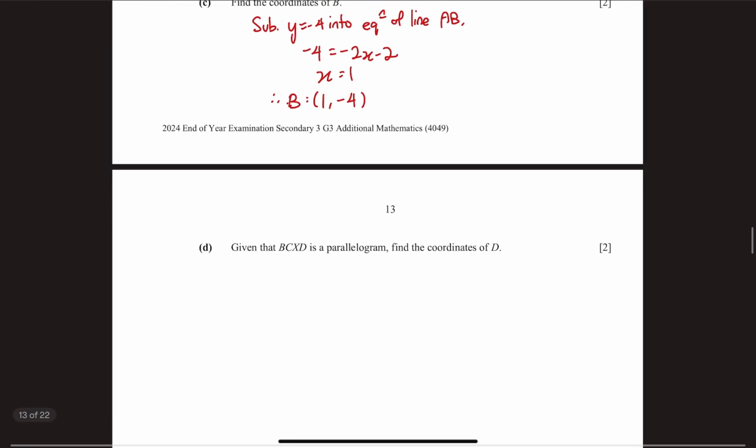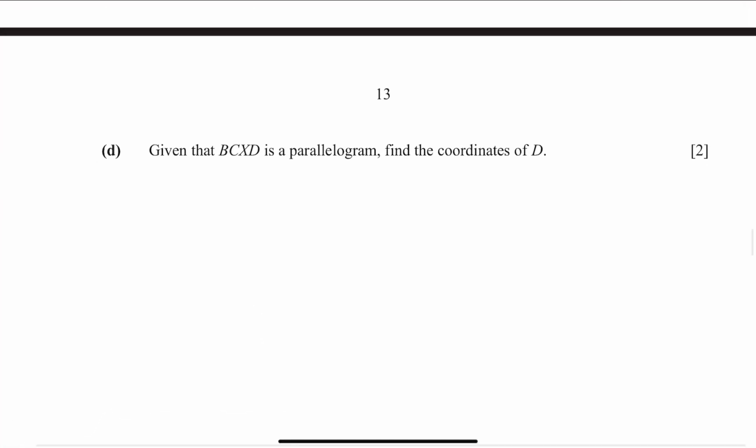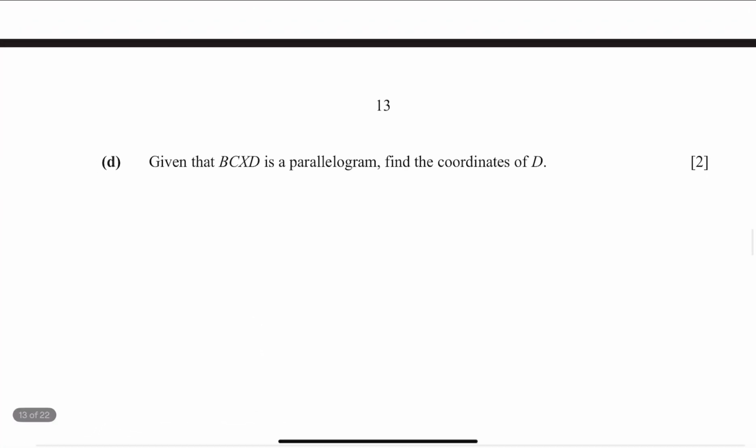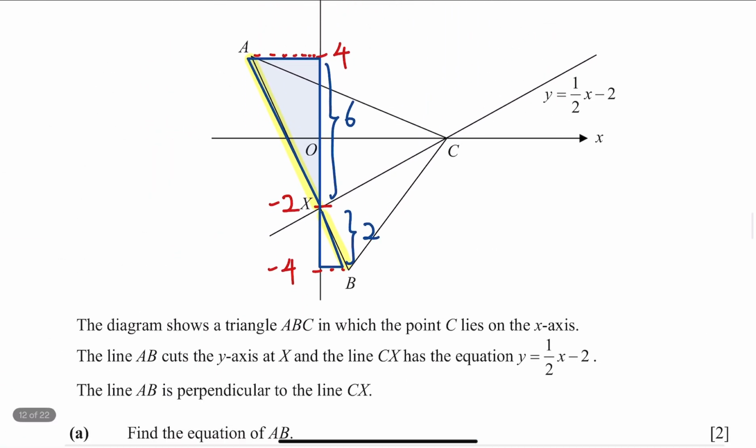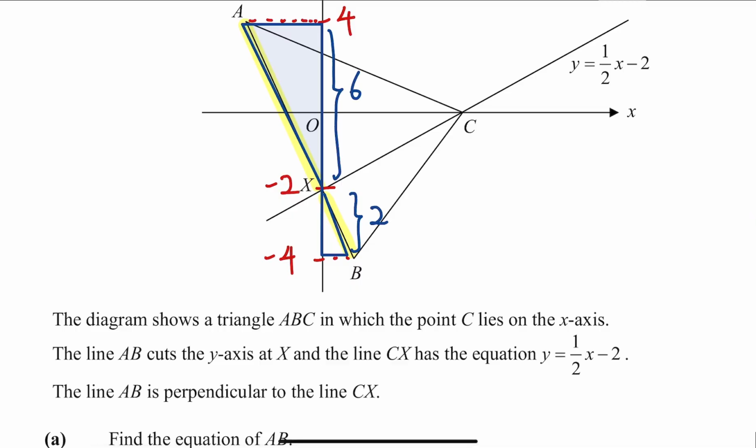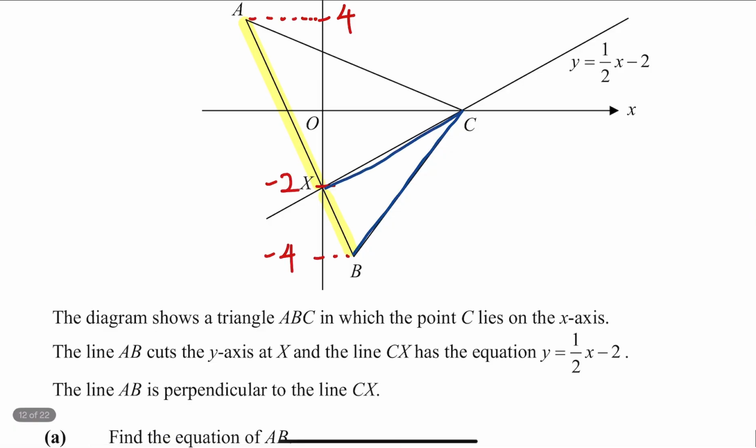Okay, next one. Given that BCXD is a parallelogram, find the coordinates of D. Let's look at the diagram here. For BCXD, this means that, let me erase this part here. For BCXD to be a parallelogram, point D must lie somewhere like this. Why is my diagram not showing? Okay, let me try to draw this properly.